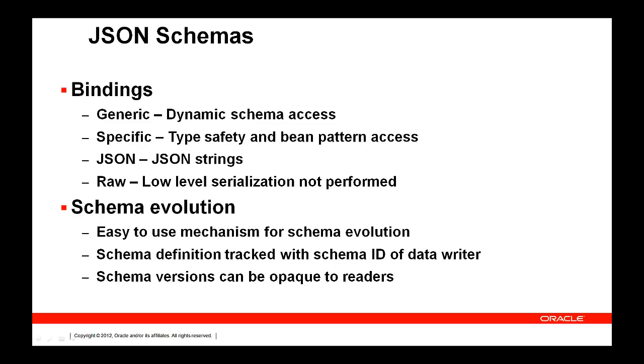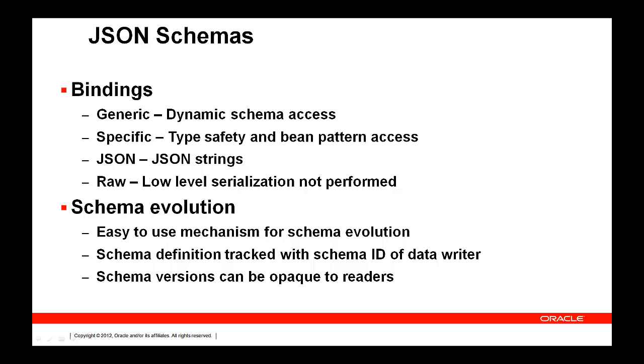Multiple binding types are supported. With generic bindings, the schemas are treated dynamically, not fixed at build time. Using specific bindings, named specific Avro binding, has the advantage of creating a POJO, plain old Java object class, with getter and setter methods for each field in the schema.